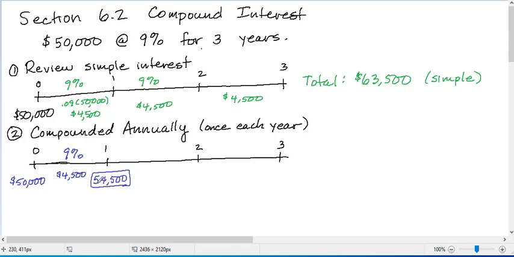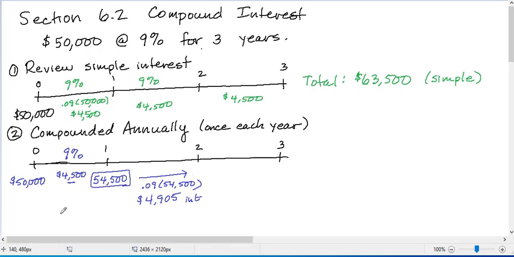And from here on out, you'll be earning interest on $54,500 instead of the original $50,000. So this interest gets to earn its own interest. So when we go into the second year, we're going to have 9% interest on $54,500. Now we're going to make $4,905 of interest. And compared to what I got in the first year, I get another $405 of interest because last year's interest is allowed to earn interest.